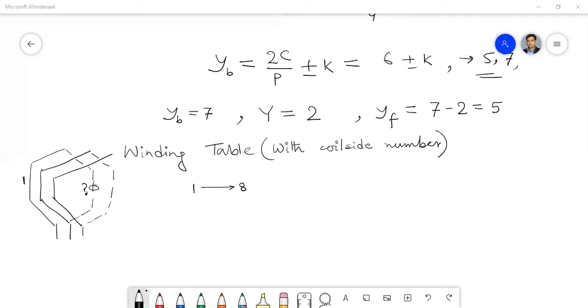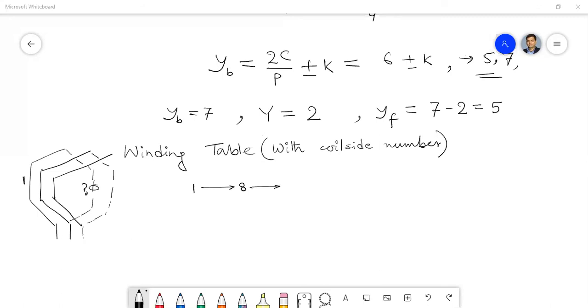Now next coil will start. Which coil sides will come next? Yes, sir. What is the next coil side? I should write in the winding table. Next coil side will be the top coil side of the coil number 2.